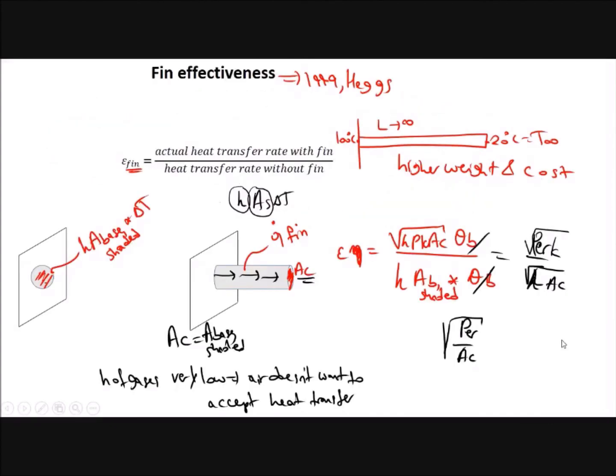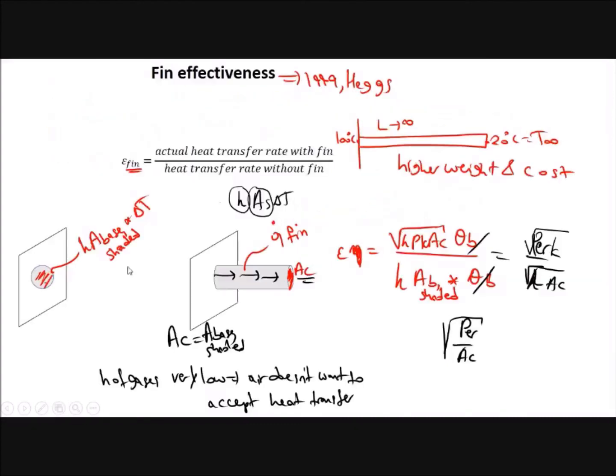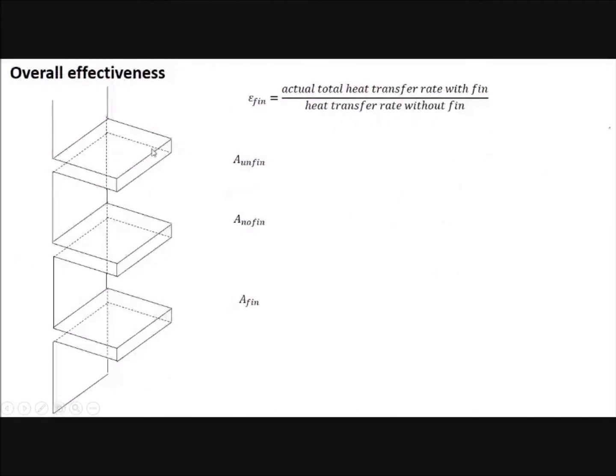So these are used to increase the effectiveness of the fins, and this is proposed by Higgs. And this one is for one fin. If you use lots of fins, we call it an array of fins. Here it is, an array of fins. You can use the overall effectiveness. Overall effectiveness will be the actual total heat transfer rate with fins.